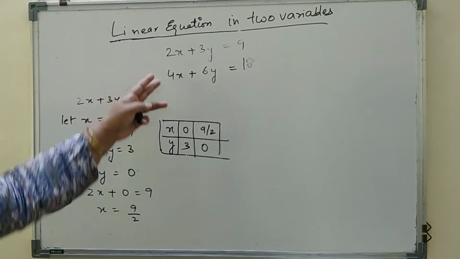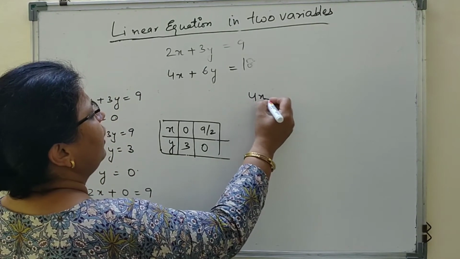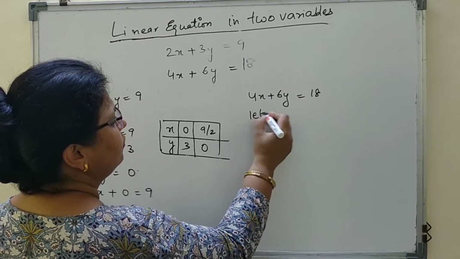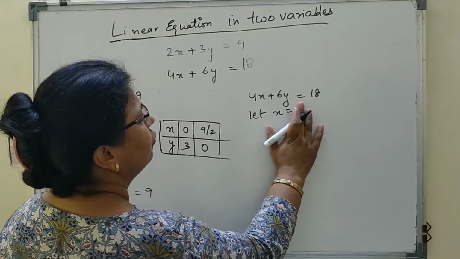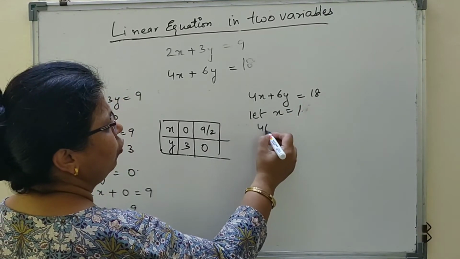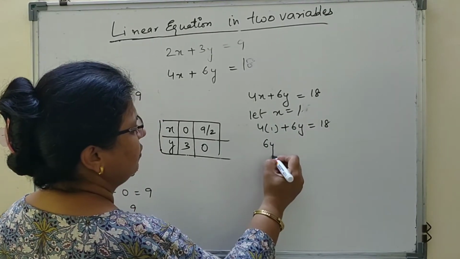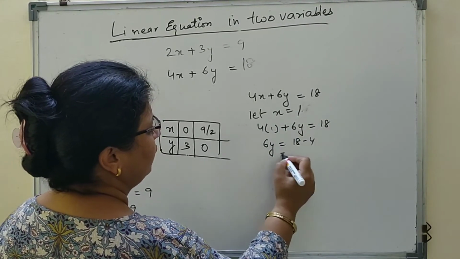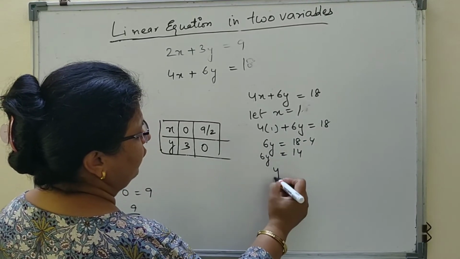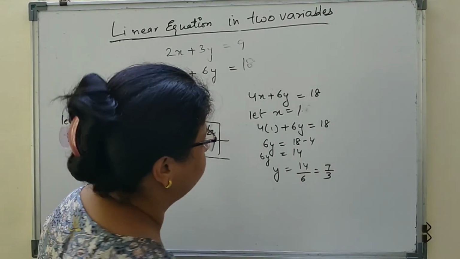Same way, we'll simplify it for the other equation also. Now it's 4x plus 6y equal to 18. Let x equal to 1. If x is equal to 1, we'll have 4 plus 6y equal to 18. 6y equal to 18 minus 4, that is 14. So 6y equal to 14, or y equal to 14 by 6, that is 7 by 3.